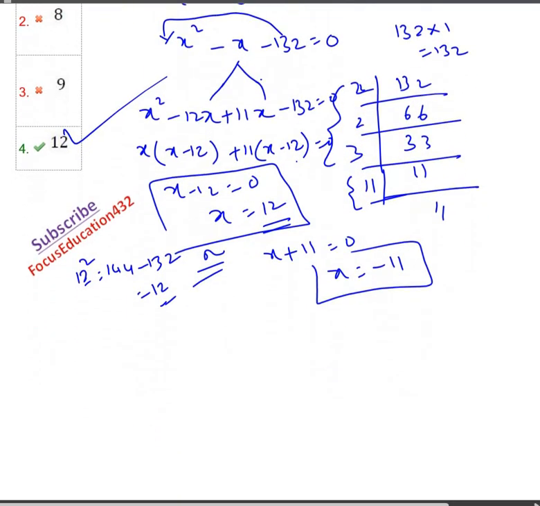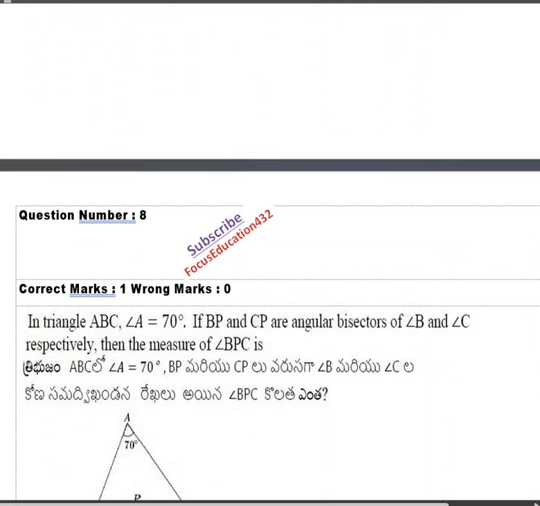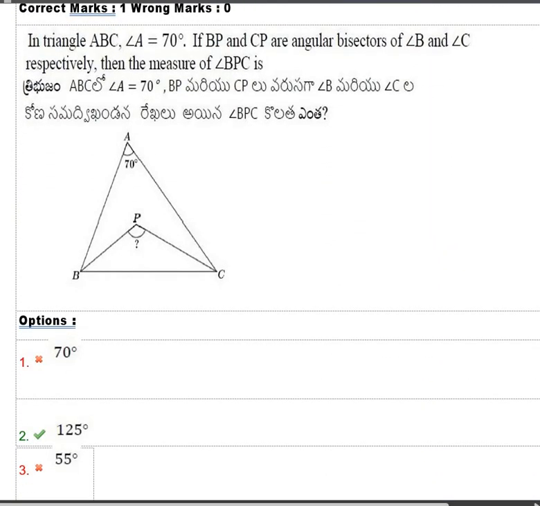We move to the next question now. Question number 8. In a triangle ABC, angle A is equal to 70. If BP and CP are angular bisectors, angular bisector means this part and this part are the same, divided into equal halves, and similarly for C. Then find the angle BPC. This we have to find.